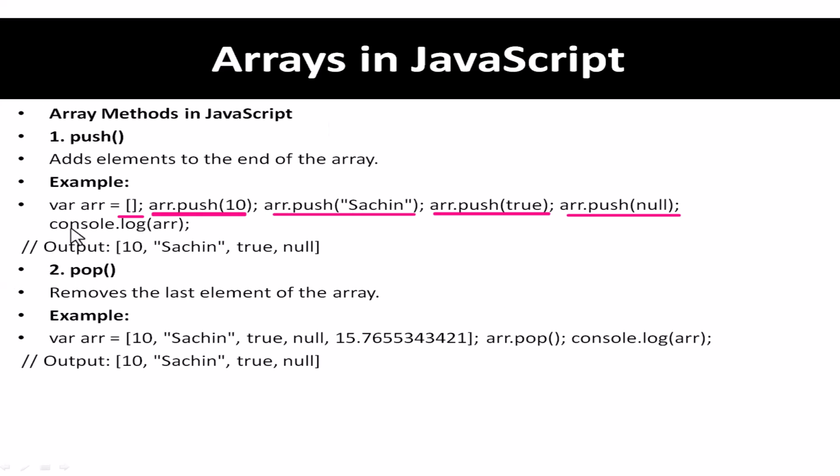So none will be inserted. So now what will be the output? It is going to show the output 10, Sachin, true and null.